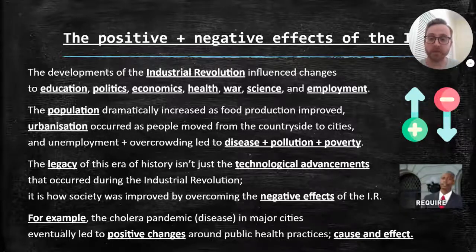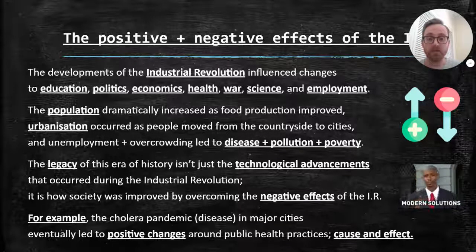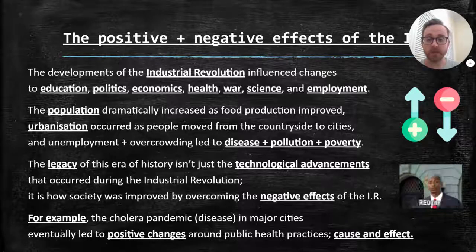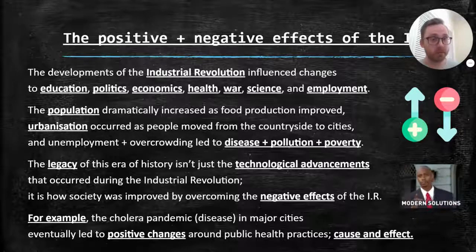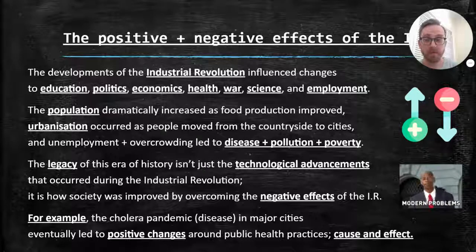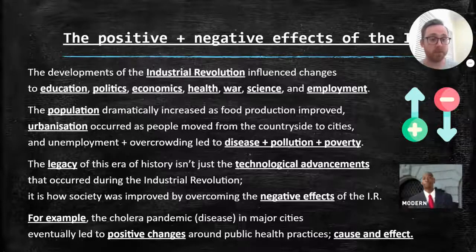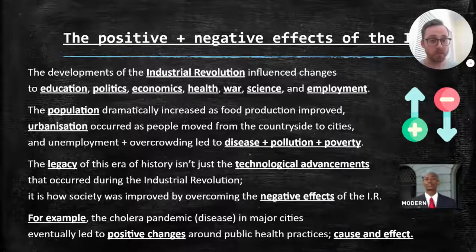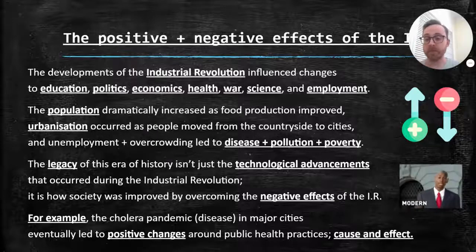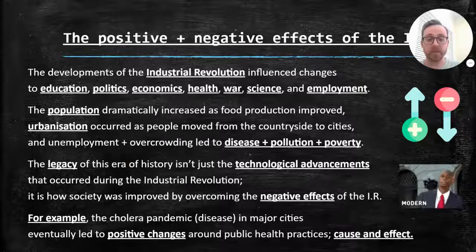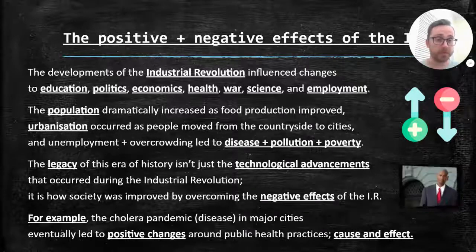The population dramatically increased as food production improved. Urbanization, which is moving people to urban environments, to the cities, occurred as people moved from the countryside to the cities. So we've got more people, we've got people in different places, so we're moving them around. And unemployment and overcrowding led to disease, pollution, and poverty. So it's not all positive.